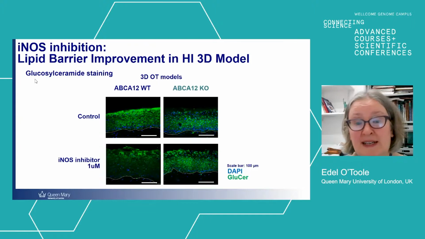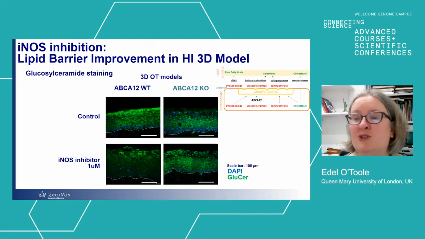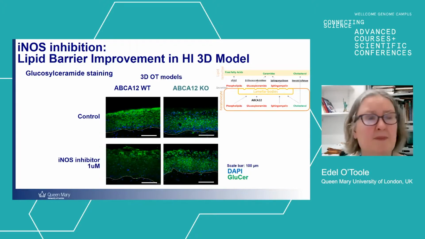And finally, quite specifically, when we looked at glucosylceramide staining, you can see that this is most marked in the upper epidermis in the control, and it's lost to a certain extent in the ABCA12 knockout. And when we treated the 3D organotypics with the iNOS inhibitor, this was restored. And just to remind you, ABCA12 is important in transport of glucosylceramide by the lamellar bodies into the lamellae at the upper part of the epidermis.